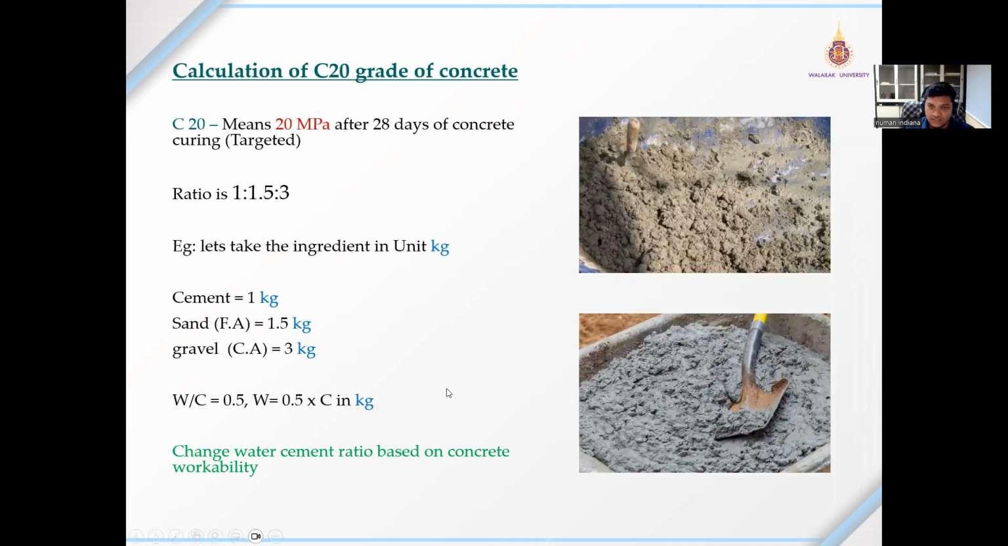So this is the basic thing: if you get a dry mix, you have to add water, increasing the water cement ratio, and make it uniform. And if it is a wet mix, then you have to reduce the water cement ratio and make it uniform.